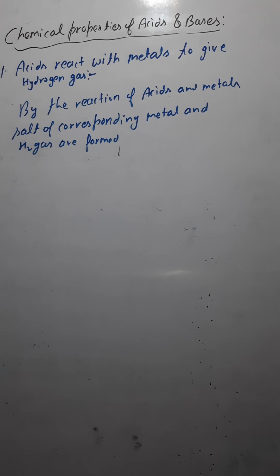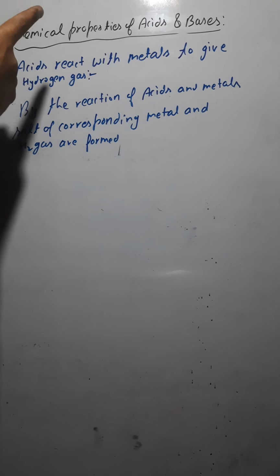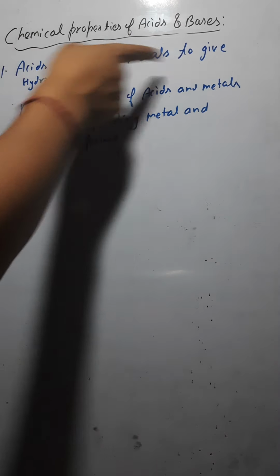Hello dear students, so today we will move ahead in this second chapter of class 10th science, that is acids, bases and salts. Today we will be discussing the chemical properties of acids and bases. The first property of acids is that acids react with metal to give hydrogen gas.